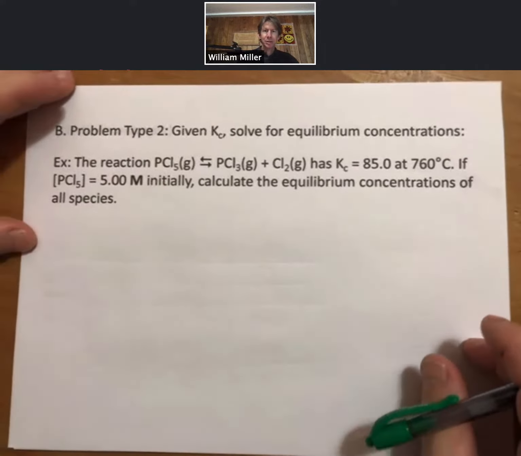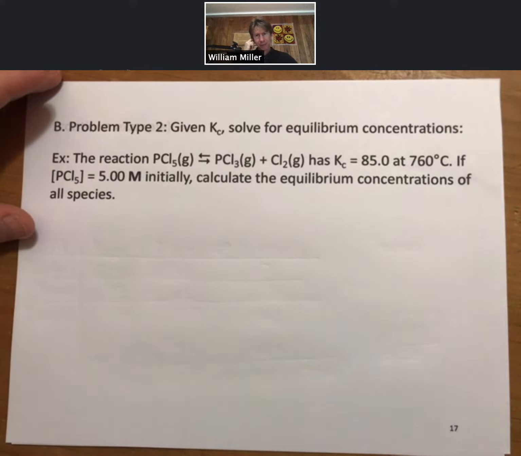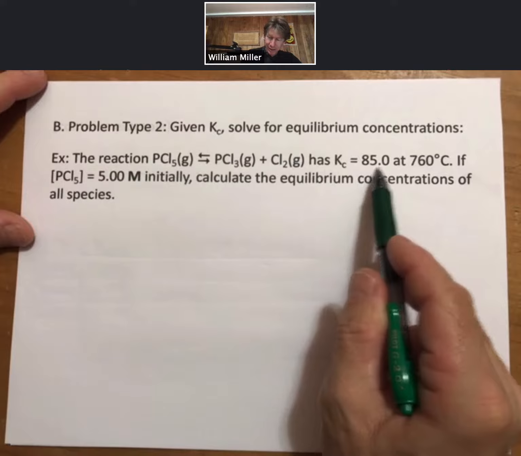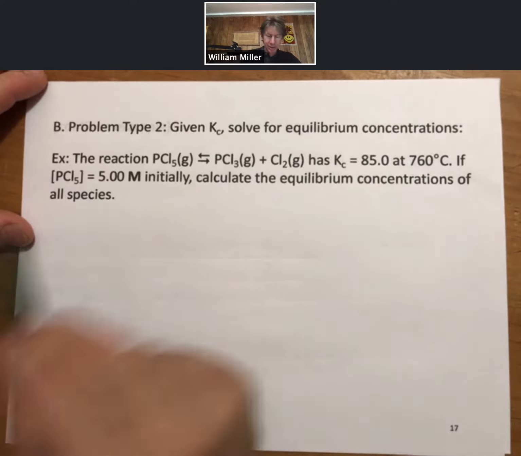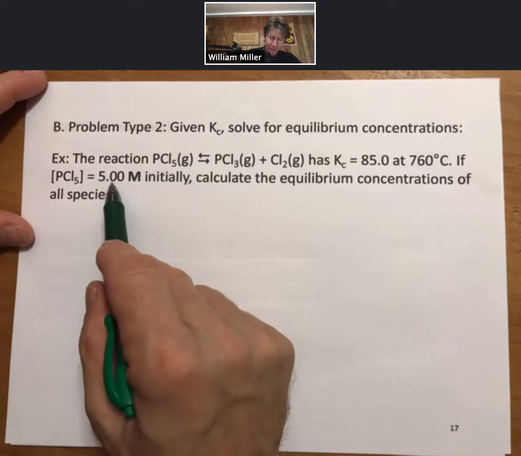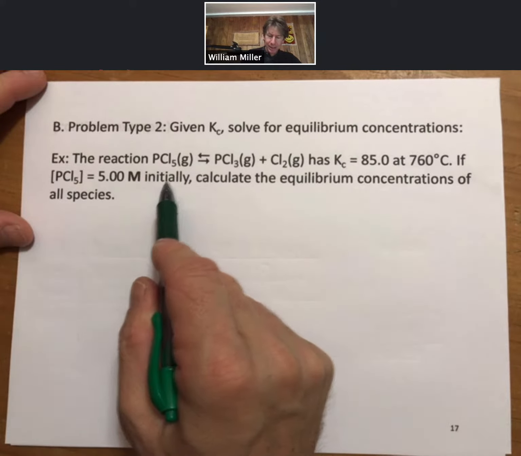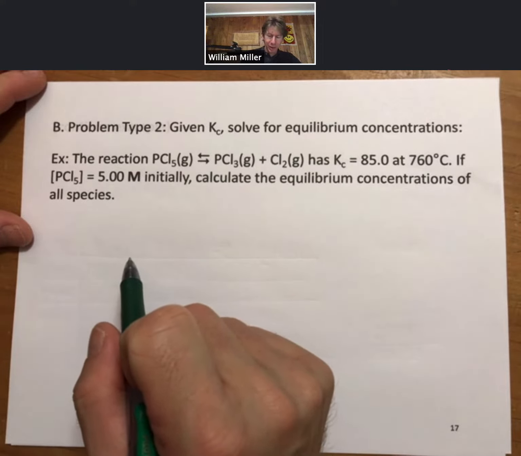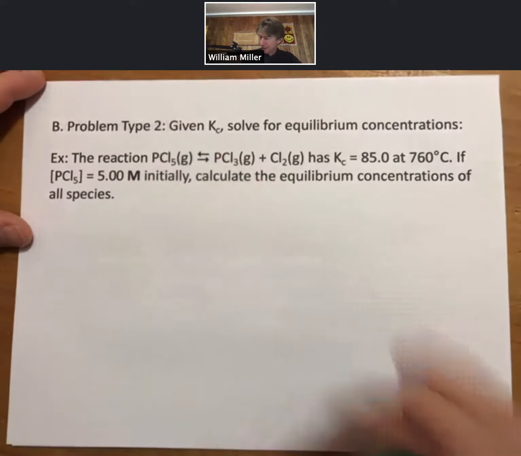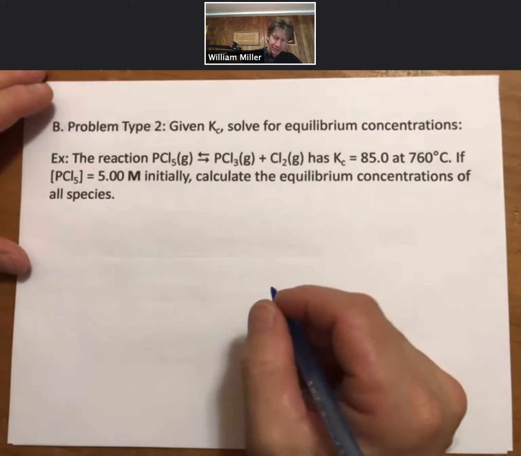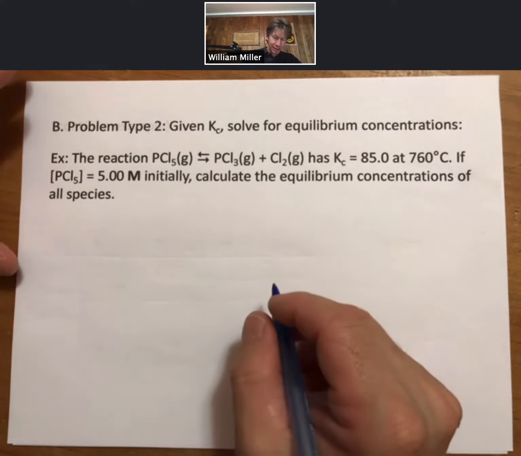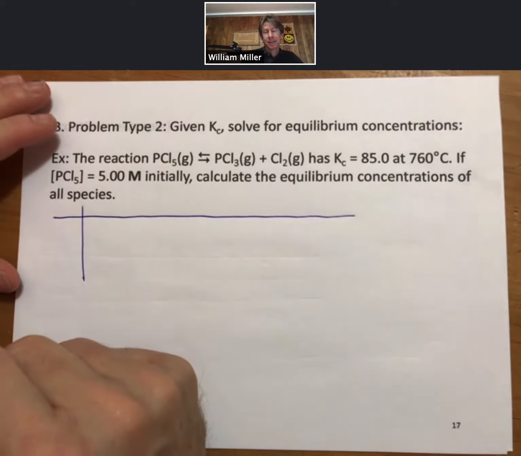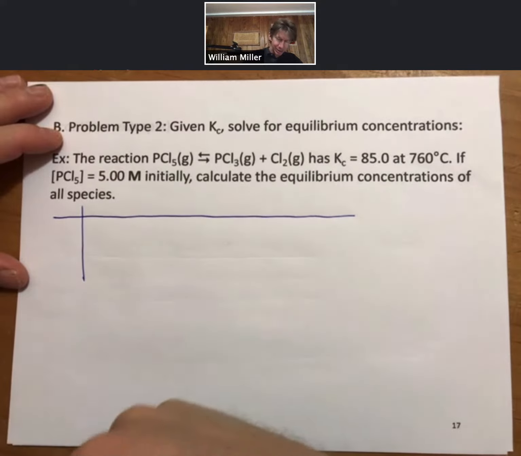Now this is problem type 2. It says, given Kc, solve for equilibrium concentrations. And we have a different reaction, have a Kc value at a temperature. If concentration of PCl5, which is our reactant, equals 5 molar initially, and we're assuming that there's no concentration of products, calculate the equilibrium concentrations of all species. So here's given Kc, solve for equilibrium concentrations. But this is also an ice table problem, so we'll set up our ice table. Although this takes significantly more work, and so there is another page after this one.